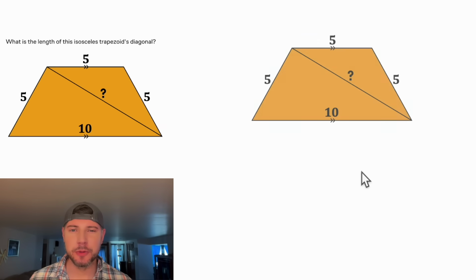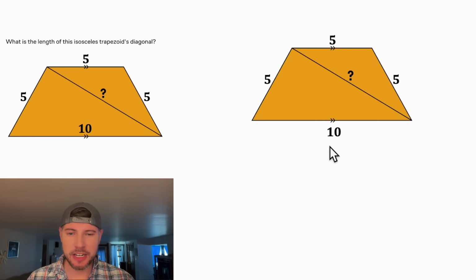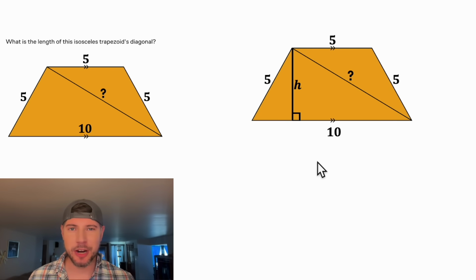3, 2, 1. First, let's move the 10 down here because I want to break up the base into multiple parts. Let's draw a segment from here down to here perpendicular to the base. And let's label the length of this as h for height of the trapezoid. And then let's do the same thing from here. Let's draw this segment also perpendicular to the base.